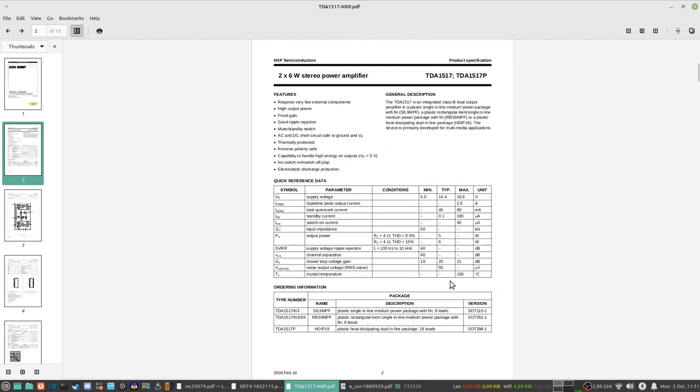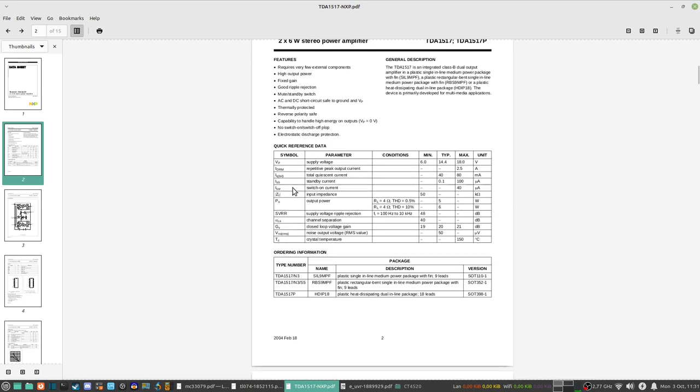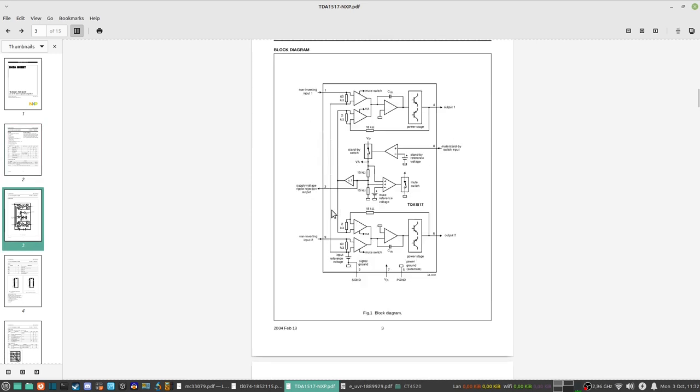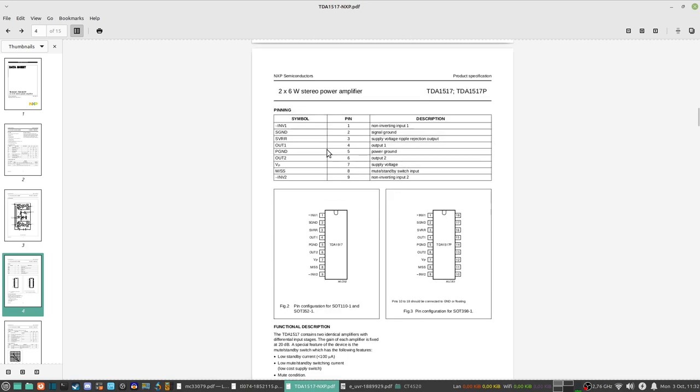So we can scroll down here. We get some values, mins and max and typical values for its operating range and the internal terminals of it. I'm not that interested in that though. Here we have the pinout, which is obviously interesting if you're going to try to figure out what things do.